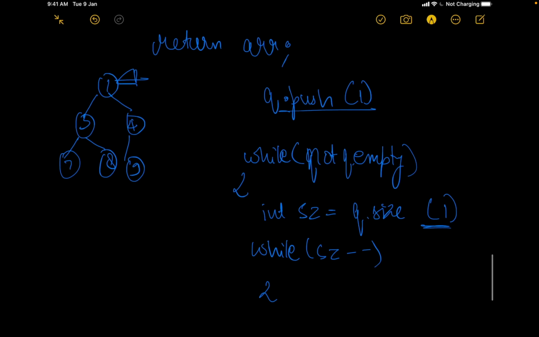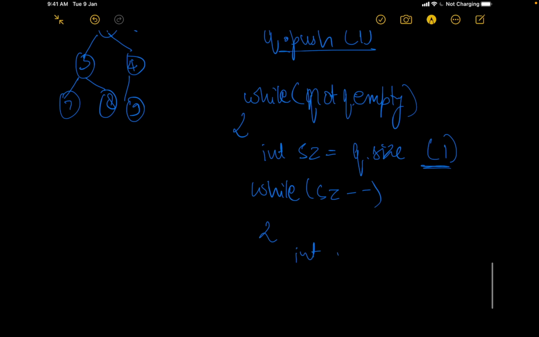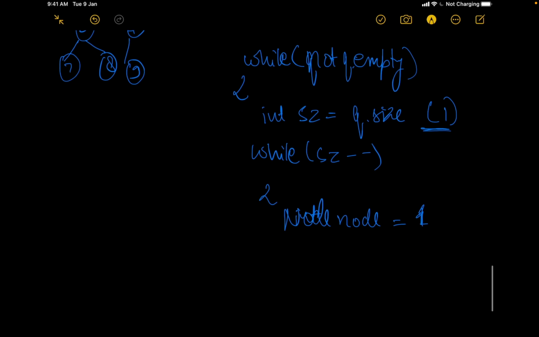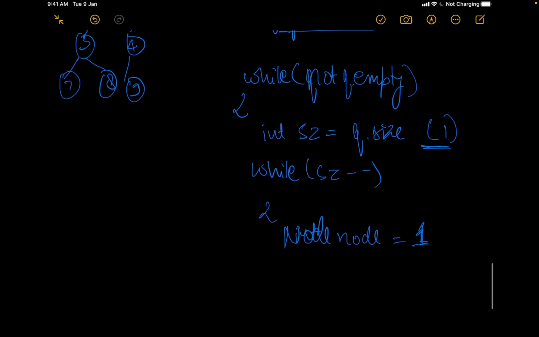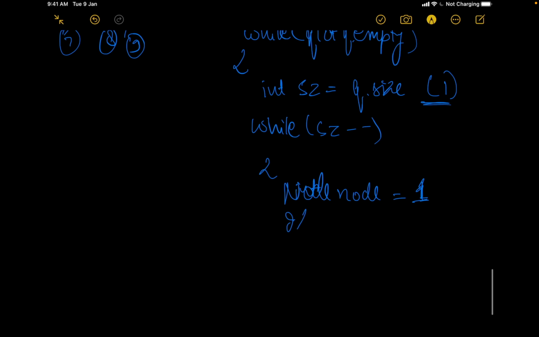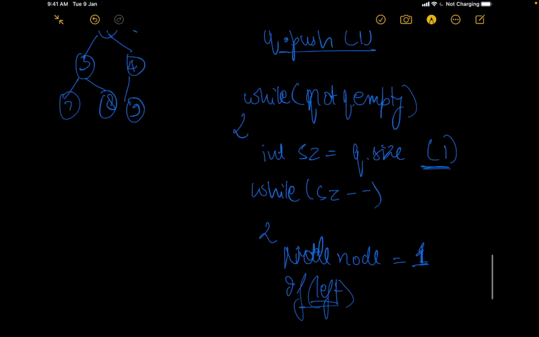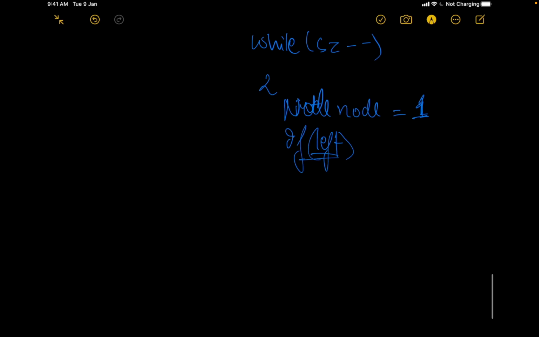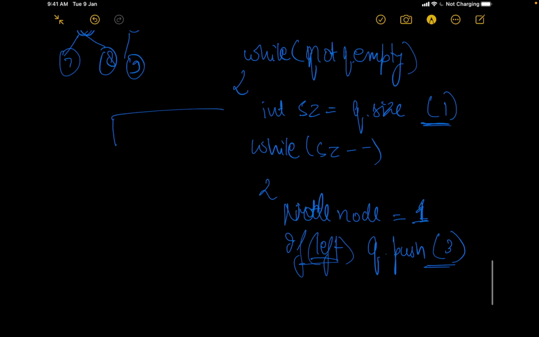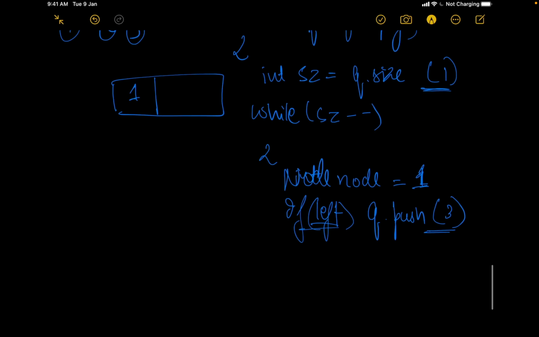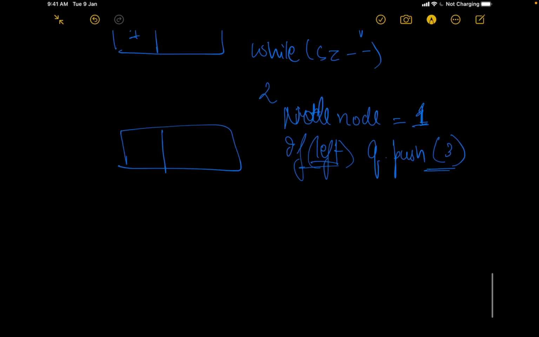Then we'll start the while loop for size. In each iteration, I know that the node I'm pointing to is the one that had the value 1. So it's not an int, but a node. It's the one with the value 1, right? Then we can say that if it has a left child, yes, it does have a left child, 3. Then I'll push 3 onto the queue. If you realize, the queue was having a single element, that was 1. Now the queue has two elements, that is 1 and 3. I'll say if it has a right element, then you also need to push it.